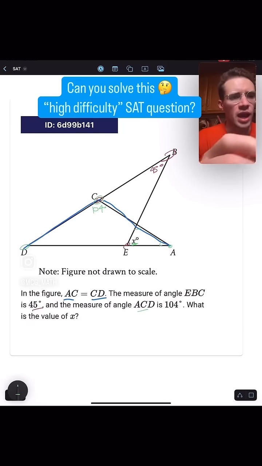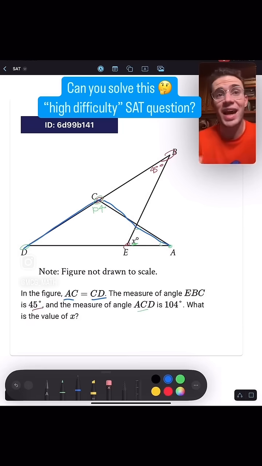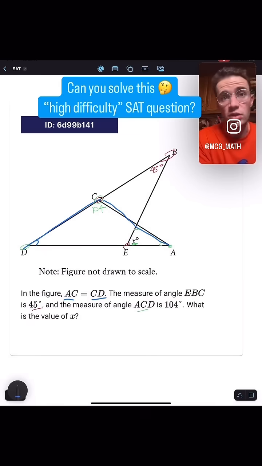So first, I'm going to look at the blue lines I drew. This must be an isosceles triangle, because if two sides of a triangle are the same, it's an isosceles triangle and the opposite two angles are also the same. So the angle across from AC, which is angle D, will have the same measure as the angle across from CD, which is angle A. Those two angles are equivalent.